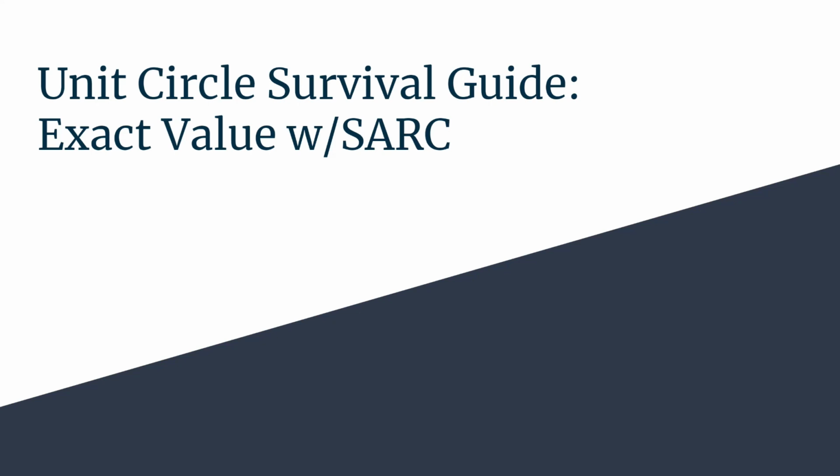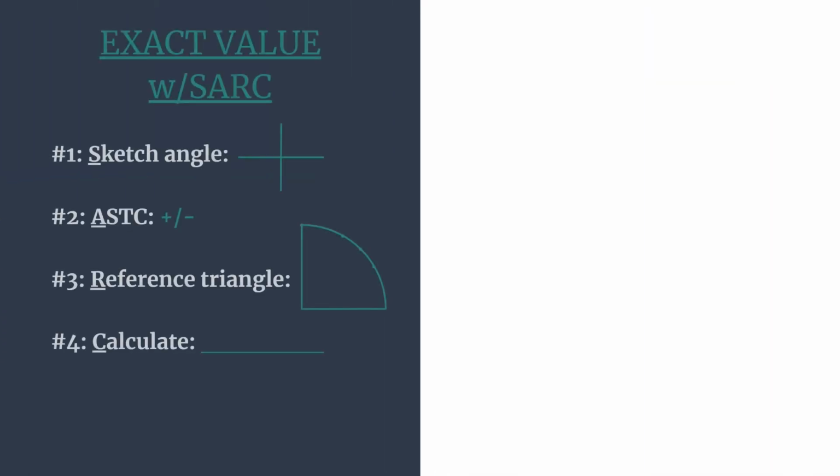Welcome to another Unit Circle Survival Guide. Today we're going to find the exact value of secant of negative 2 pi over 3, and we're going to use the SARC method. SARC is just a way to outline and organize all of the steps, all of the components you need when finding an exact value.